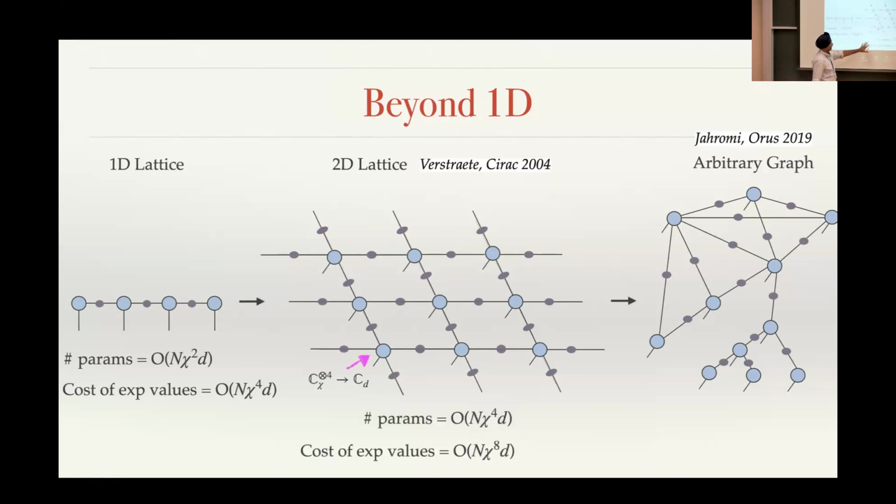And this trend persists for a lattice in any dimension. So the memory cost and the computational cost are linear in n, but with some exponent of this bond dimension. Okay, and indeed it generalizes to any graph.